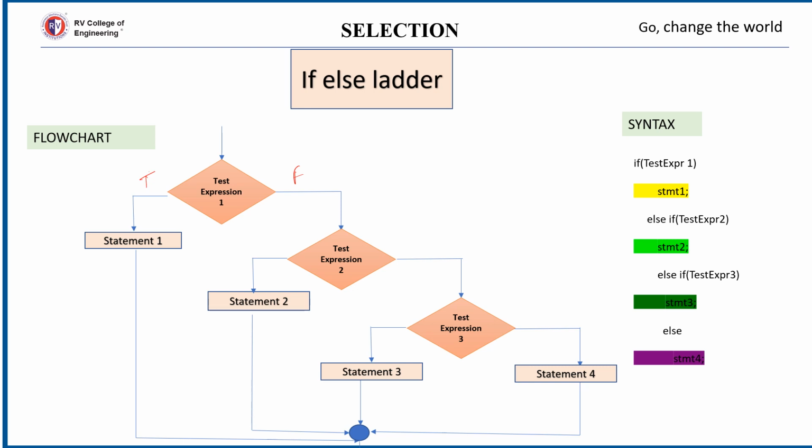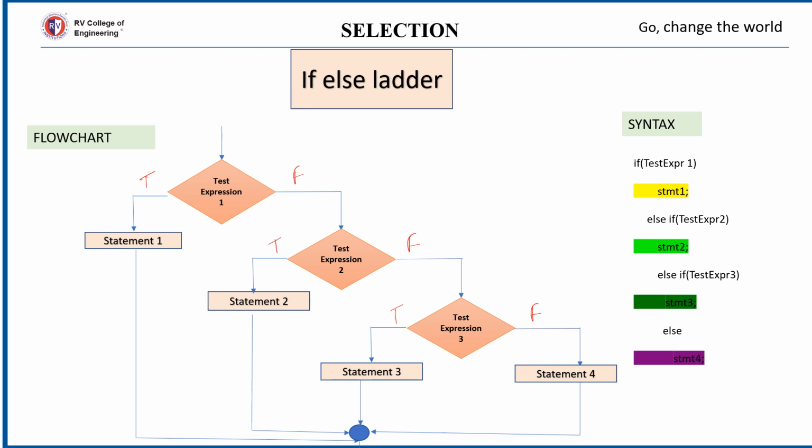Expression 2. If this results to true, I execute statement 2. If it results to false, I test for expression 3. If this results to true, I execute statement 3. If it results to false, I execute statement 4. Right? Let us look at the syntax now.